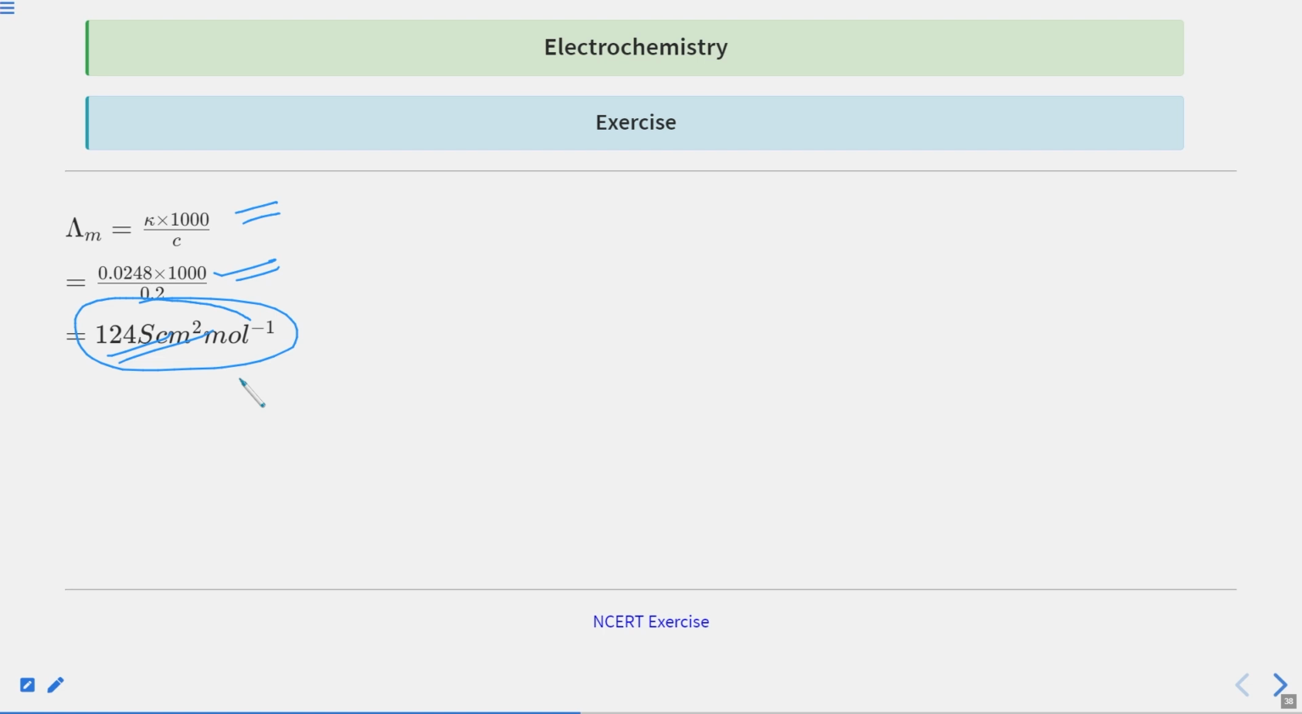Is it clear to all of you? The conversions and all. The conversion is very important. It will make your very correct answer very wrong. Okay.